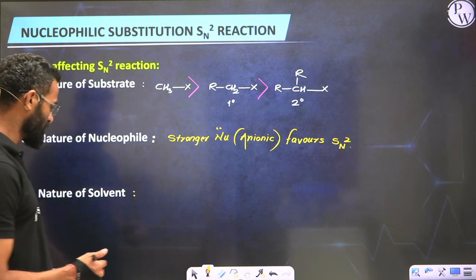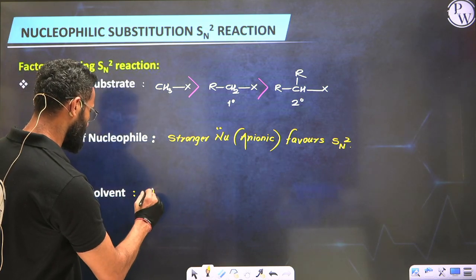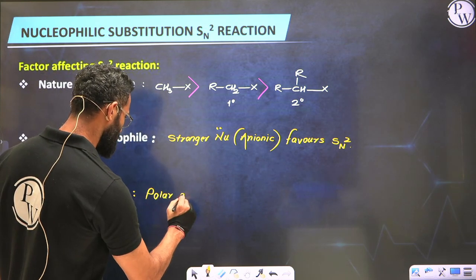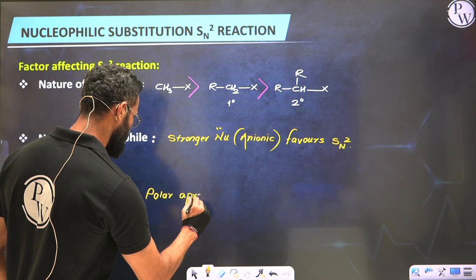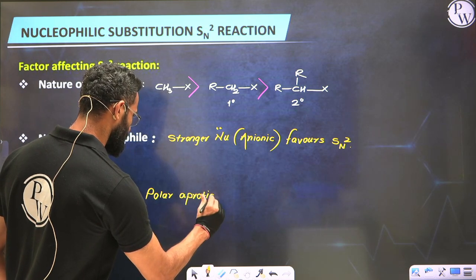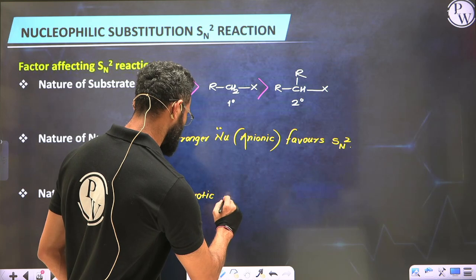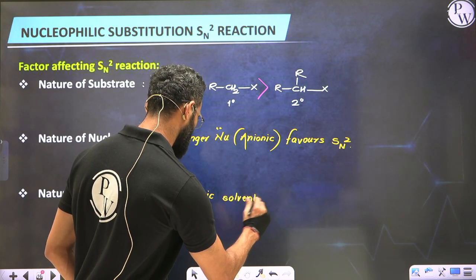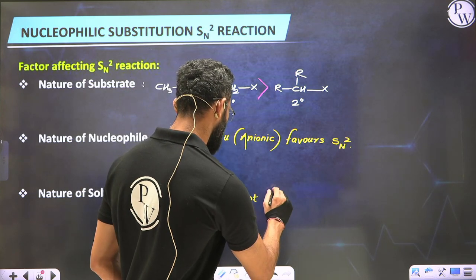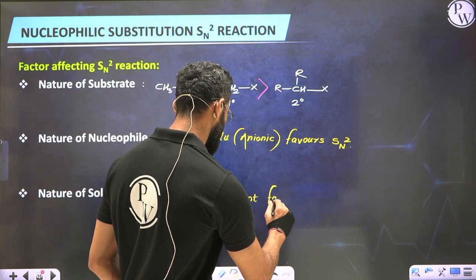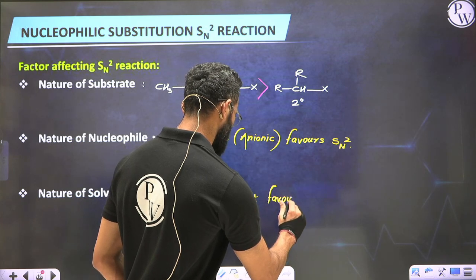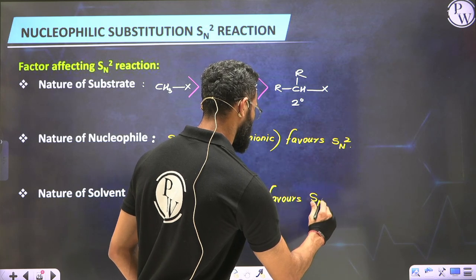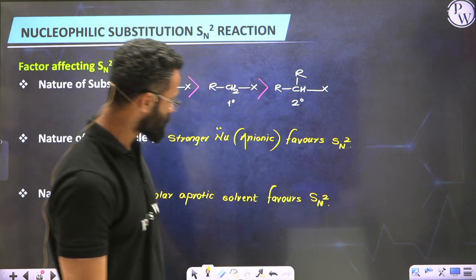So everyone, polar aprotic solvents favor SN2 reaction mechanism.